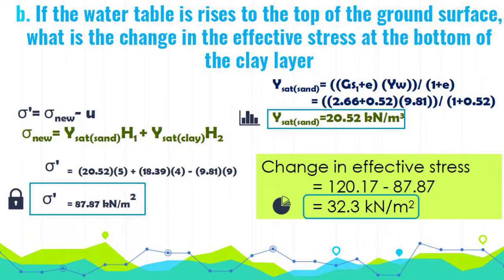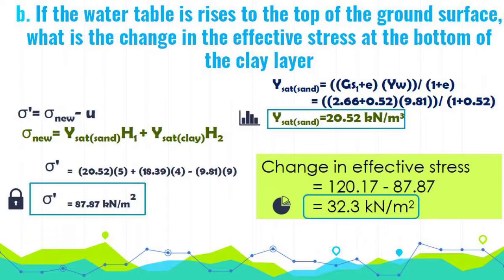Next, calculating the effective stress when the water table is at the top of the ground surface using the equation sigma prime is equal to sigma nu minus u. Substituting all the values, we have the value for sigma prime to be 87.87 kilonewtons per square meter. And then, calculating the change in effective stress, we have 120.17 minus 87.87, and that is equal to 32.3 kilonewtons per square meter.